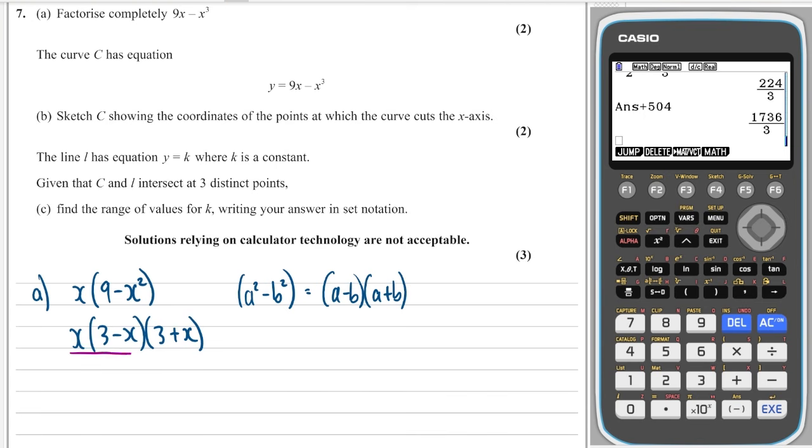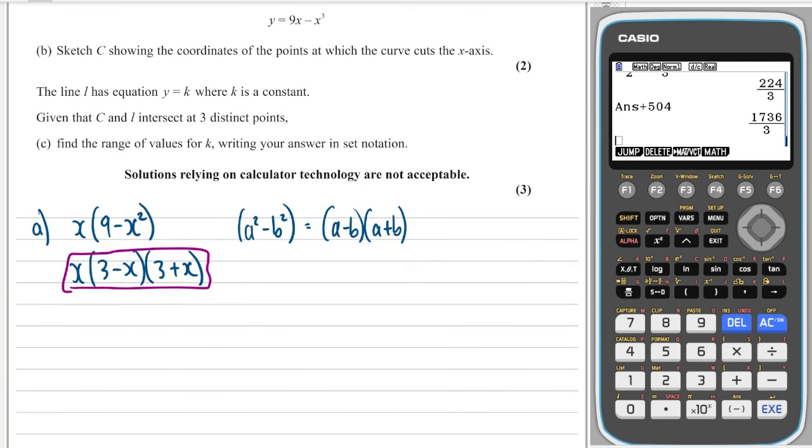And that is our final answer there. And now it's asking us to sketch this, showing the coordinates of the points at which it cuts the x-axis. Right, well, to draw a sketch, just set my axis up like this. I have x, I have y.